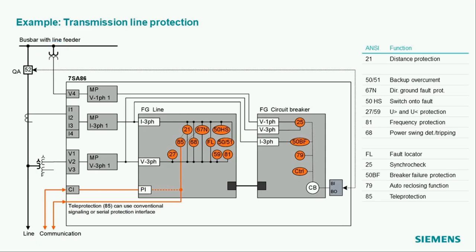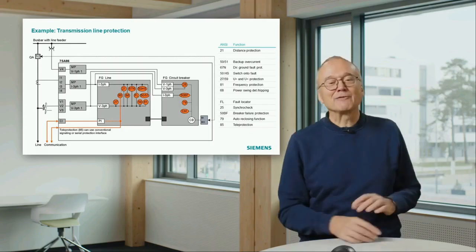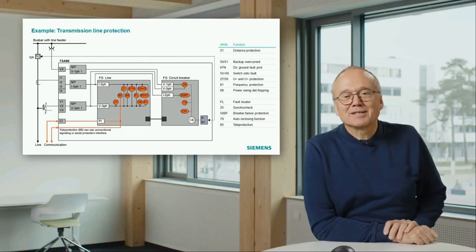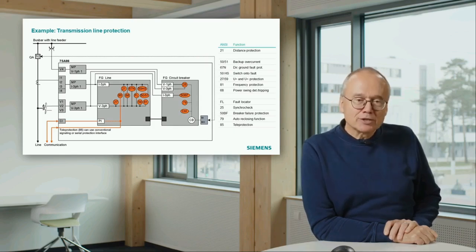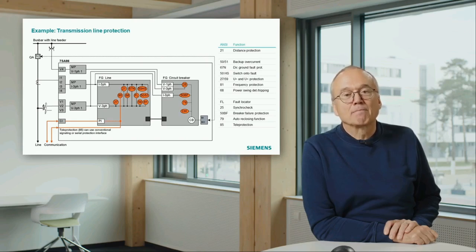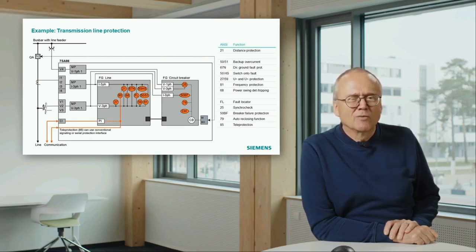On the right hand side, I again list the protection functions of these 3 steps. The main protection function in this case, it's a transmission line, is the 21. It's a distance protection. That means you see the 21 hidden, although it's the main function, hidden amongst these other blocks. And then in addition to the 21, we have a number of additional functions. We have a backup overcurrent. What does backup mean in this case?